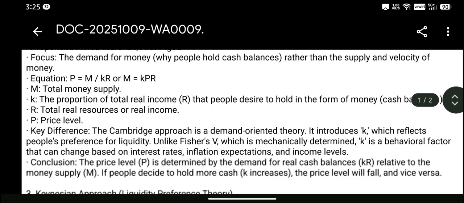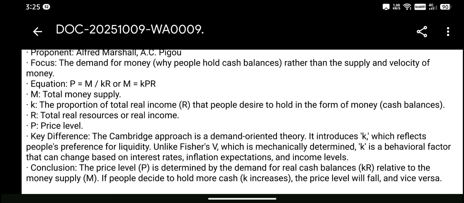M, total money supply. K, the proportion of total real income R that people desire to hold in the form of money, cash balances. R, total real resources or real income. P, price level. Key difference: the Cambridge approach is a demand oriented theory.